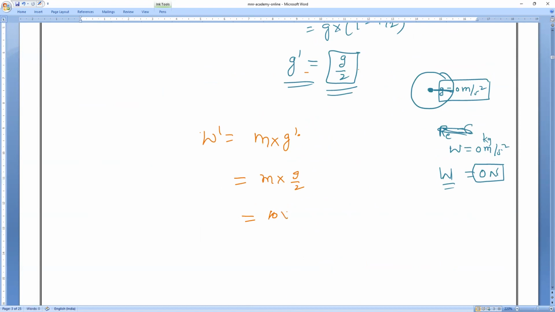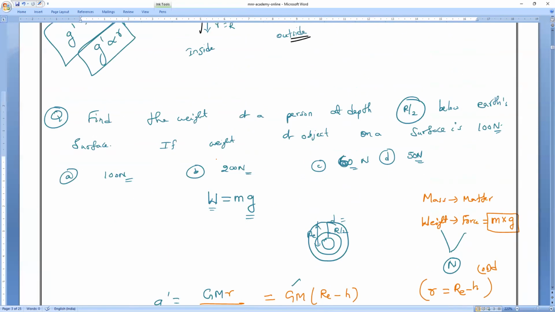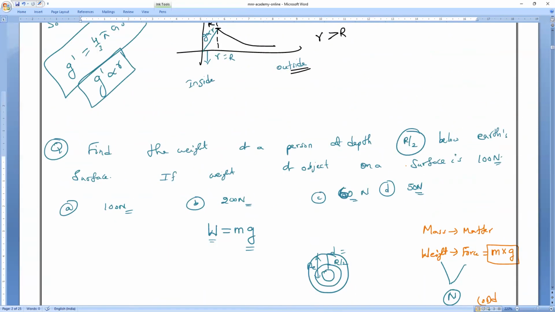Speak, guys. 10 into, so g value is also 10 divided by 2, which is equal to how many newtons? Everybody, weight of the body on the other option, another one, which is equal to 50 newtons. Are you clear, everyone? Understand or not? Please respond. Yes, sir. What is the correct option? 50 newtons. That is the answer.